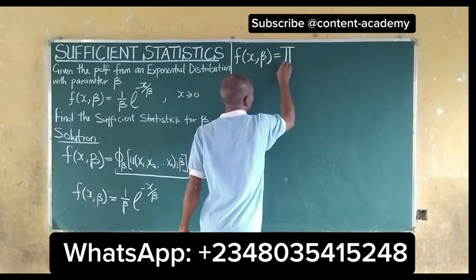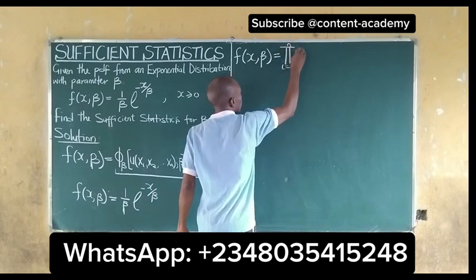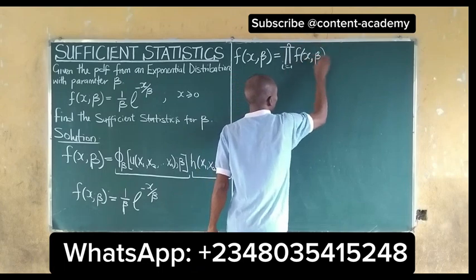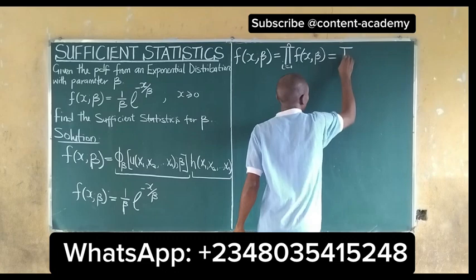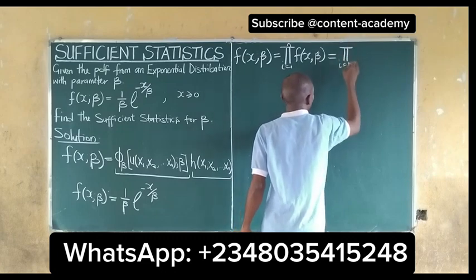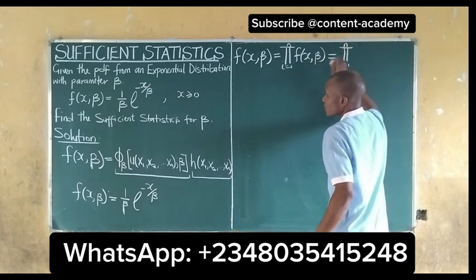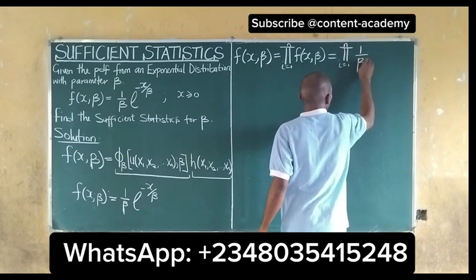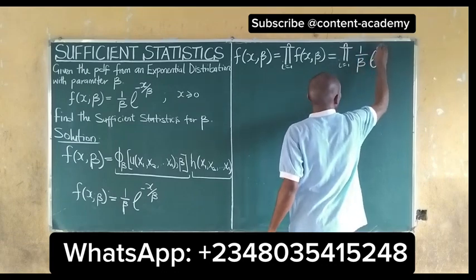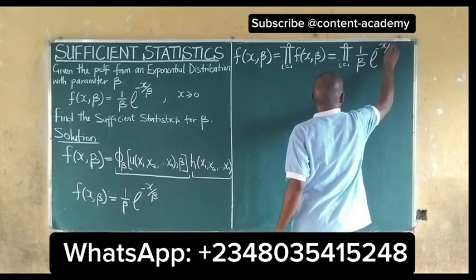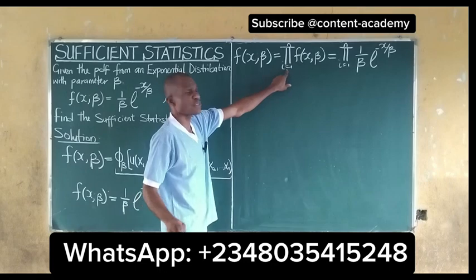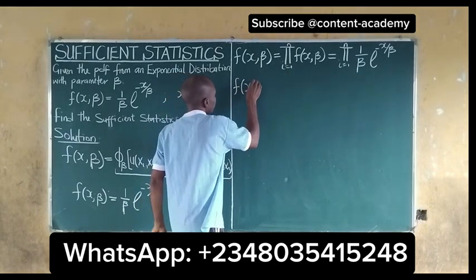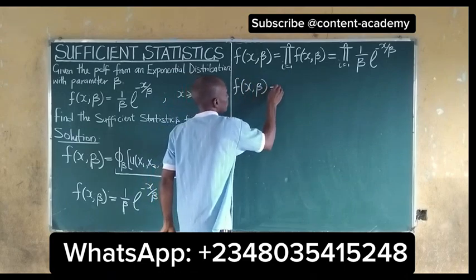the product of the given function. And our function, as i runs from 1 to n, is 1 all over beta, exponential negative x all over beta. So how do we find the product? How do we get the product? The product is gotten this way.